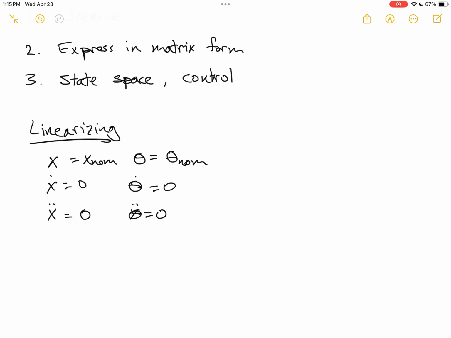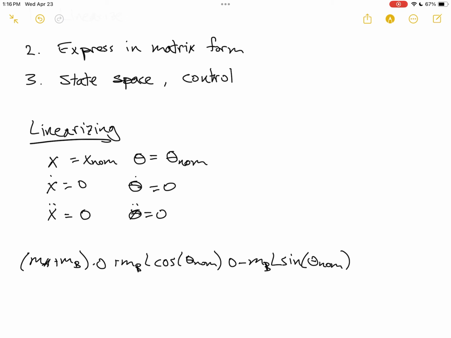So from our first equation, we'll have ma plus mb times x double dot, which will be 0, plus mb L cosine of theta nominal times theta double dot, which is 0, minus mb L sine of theta nominal times 0 squared is equal to Fc nominal.